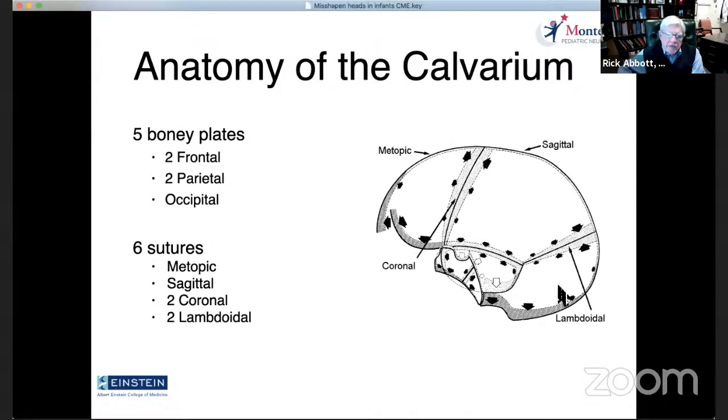The calvarium, or the upper part of the skull, has 5 bony plates. There are 2 frontal plates, 2 parietal plates, and 1 occipital plate. Those plates are joined by suture lines. The metopic is between the 2 frontal plates. You have 2 coronal sutures, one on either side between the frontal plate and the parietal plate. You have a sagittal suture in the midline at the top that joins the 2 parietal plates, and then posteriorly you have the 2 lambdoidal sutures that join the parietal plate to the occipital plate.